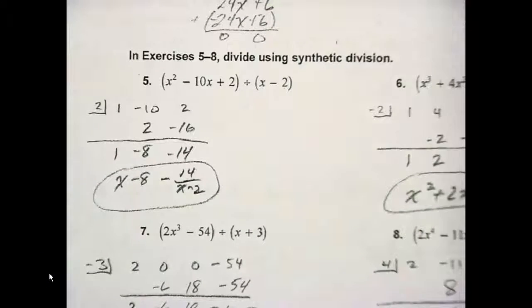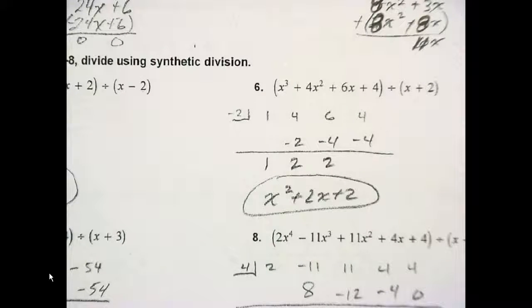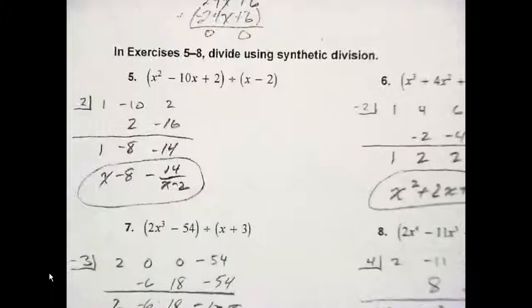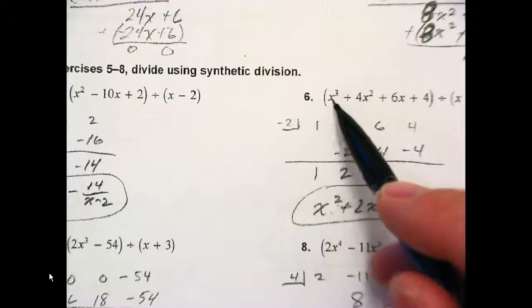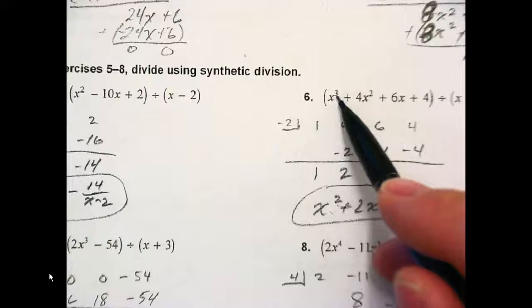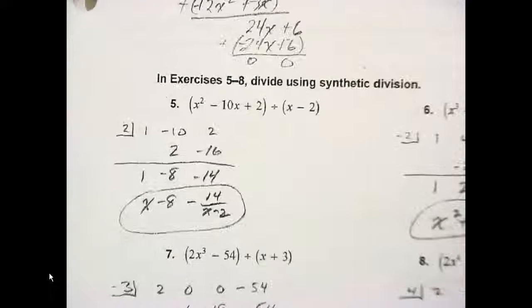Okay, number 5. X minus 8 minus 14 over x minus 2. We did that one, I think, as a class, yes? Number 6. X squared plus 2x plus 2. No remainder on that one. Yeah, if you put the 1 in front of the x squared, that's fine. Remember, the power of your quotient here is always 1 less than your beginning power, because you're dividing by a linear. Okay. Number 7.